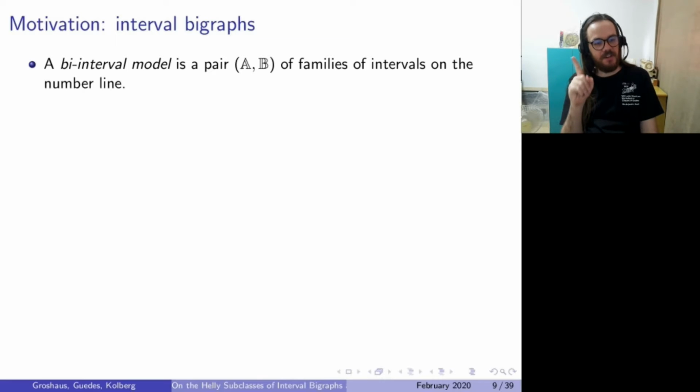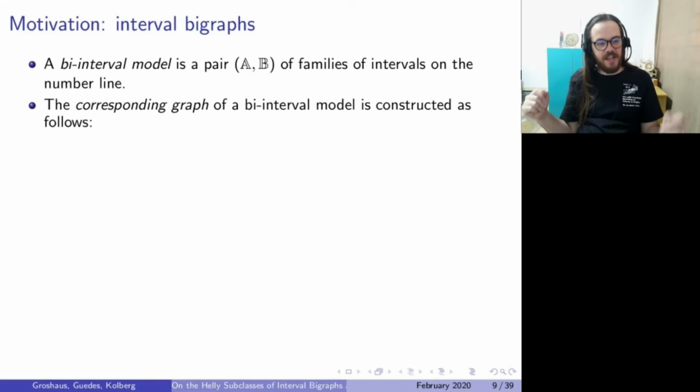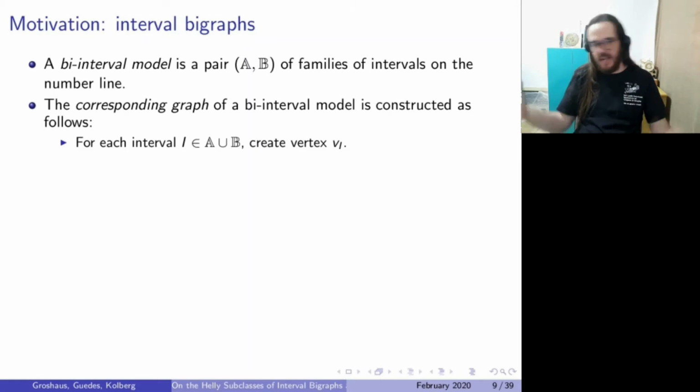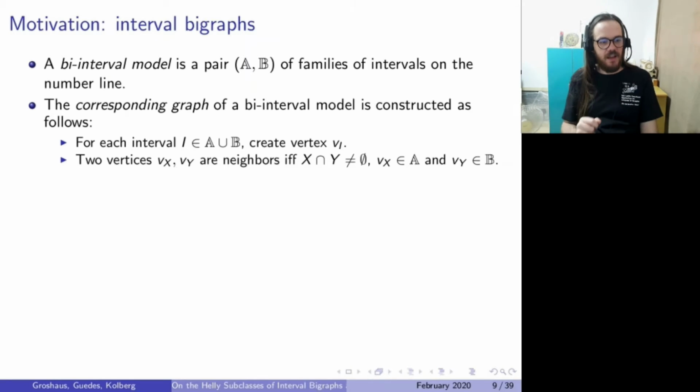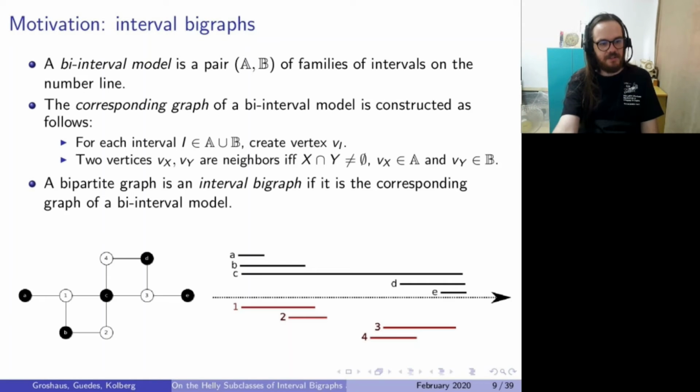Interval bigraphs are another important class for our work. They are a bipartite variation on interval graphs and a subclass of circular arc bigraphs. A bi-interval model is a pair of families of intervals on the number line, and the corresponding graph of the model is constructed as follows. For every interval in either family, create a vertex, and two vertices are neighbors precisely if their intervals are in opposing families and they intersect. And just like in circular arc bigraphs, vertices corresponding to intervals of the same family are not neighbors. And here we show an example.